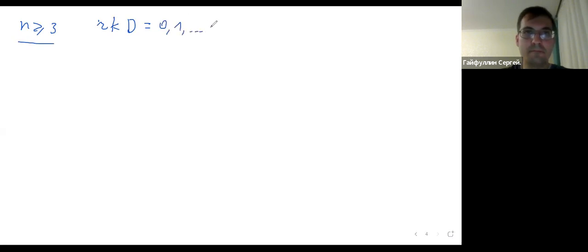What about n bigger than 3? The right answer is that the rank of D can be every number from 0 to n. But this is not a very easy task, to obtain a derivation of rank n.